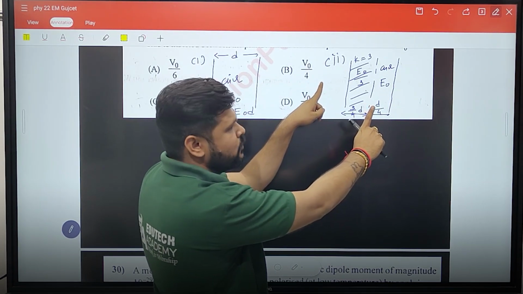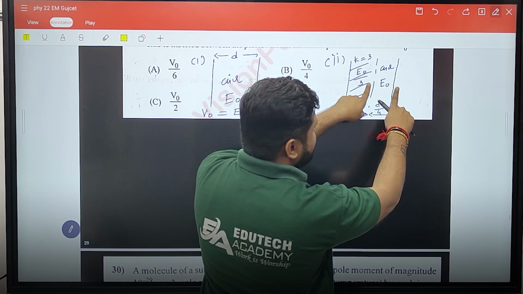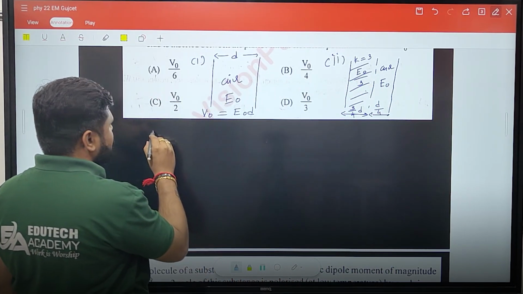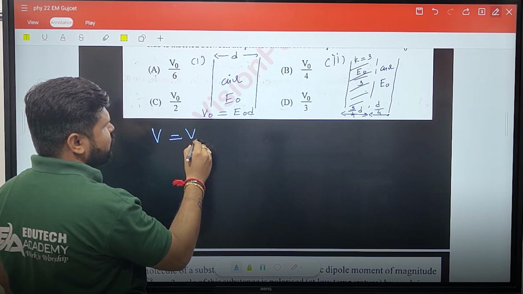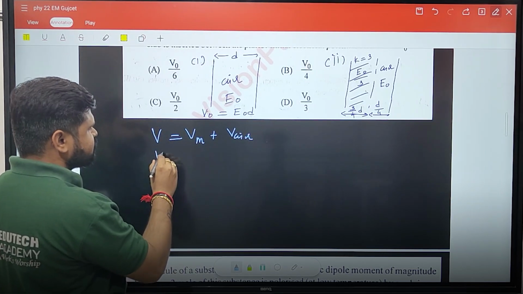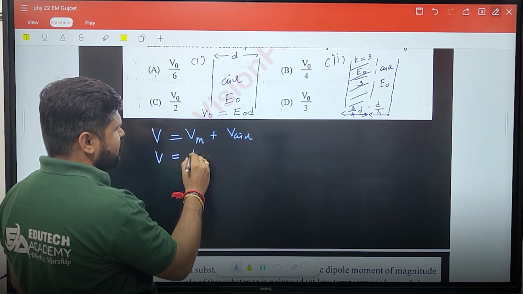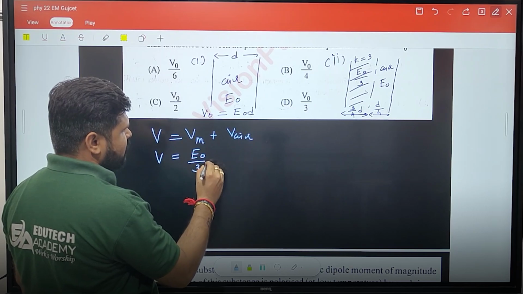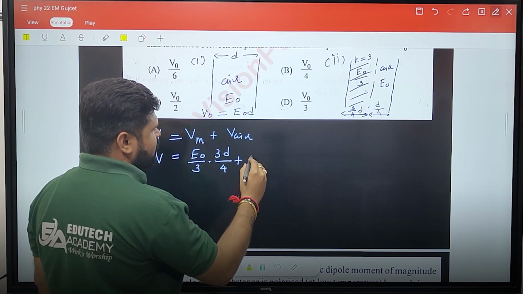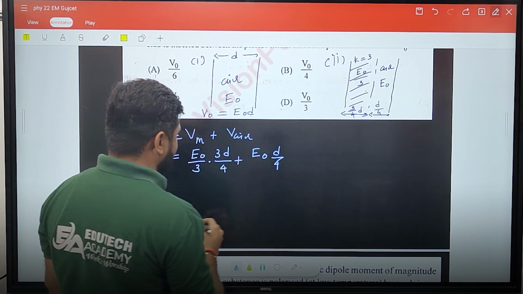So what we will do? We will find the potential difference between the dielectric material plus the potential difference between the air. So we will find the total potential difference. So the total potential difference is equal to the potential difference in medium plus the potential difference in air. The formula of this potential difference is ED. In medium, what is the E? E0 by 3. And what is D? That is 3D by 4. Plus in air, ED, again E is E0 and D is D by 4.